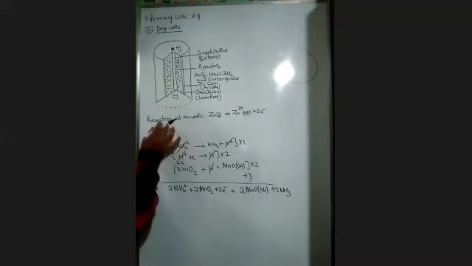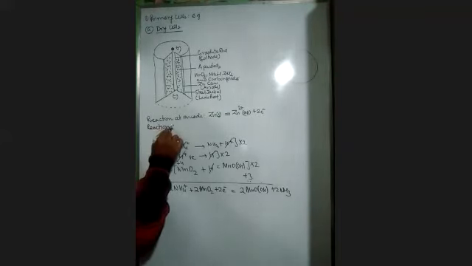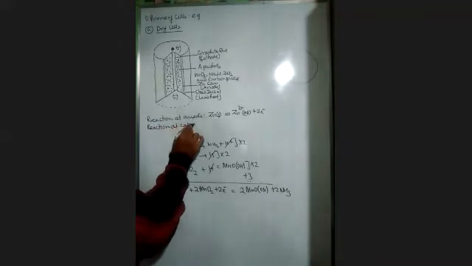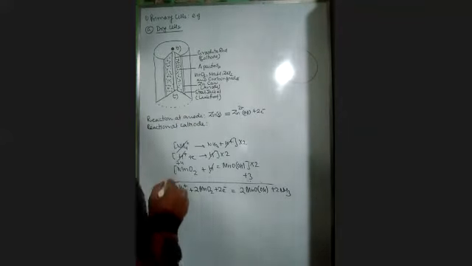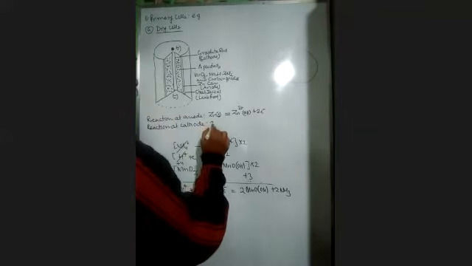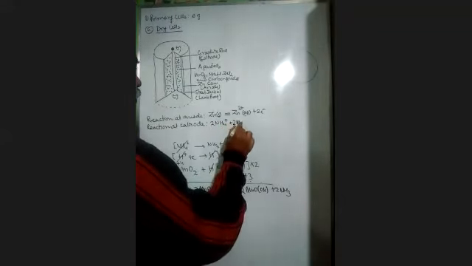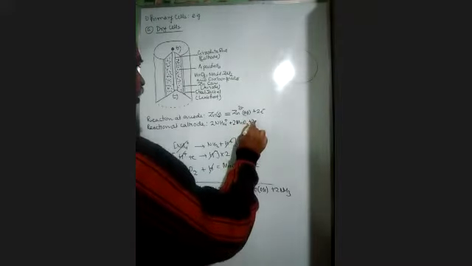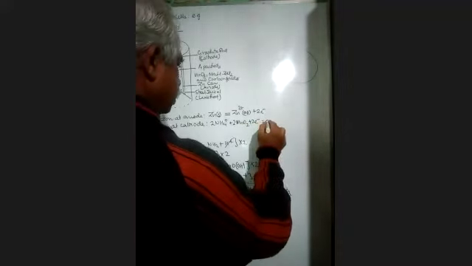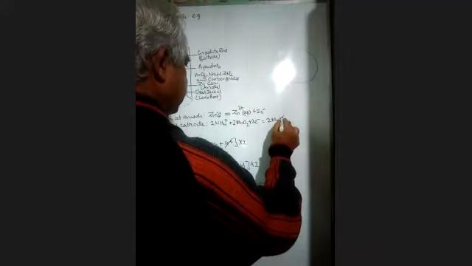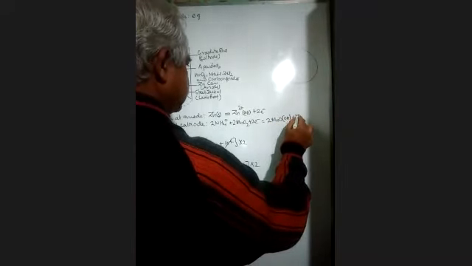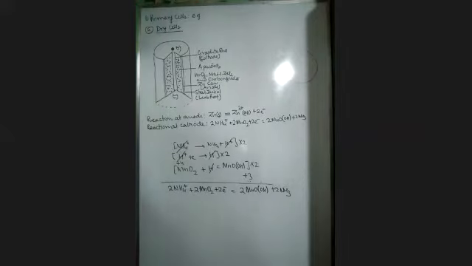So now this one I'm going to write here. Reaction at cathode. So I'll write now here same thing. 2 NH4 plus, 2 manganese dioxide, 2 electron. So here I'll write 2 MnO(OH) plus 2 ammonia. All right. Okay. Now what will I write now?